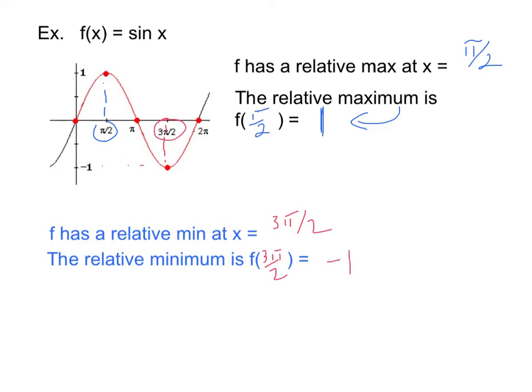So we have a minimum or maximum occurring at some x value, and the value of that maximum or minimum is the function's value. So that has a minimum at x equals 3 pi over 2, and the actual minimum value is the function's value for that particular x, which in this case is -1.